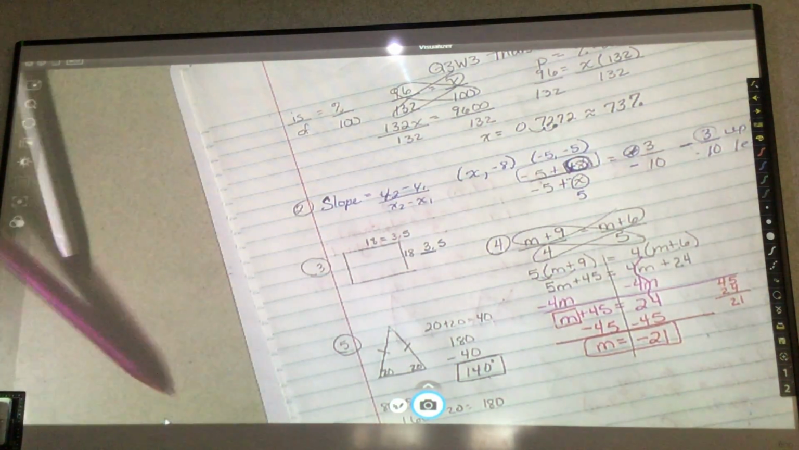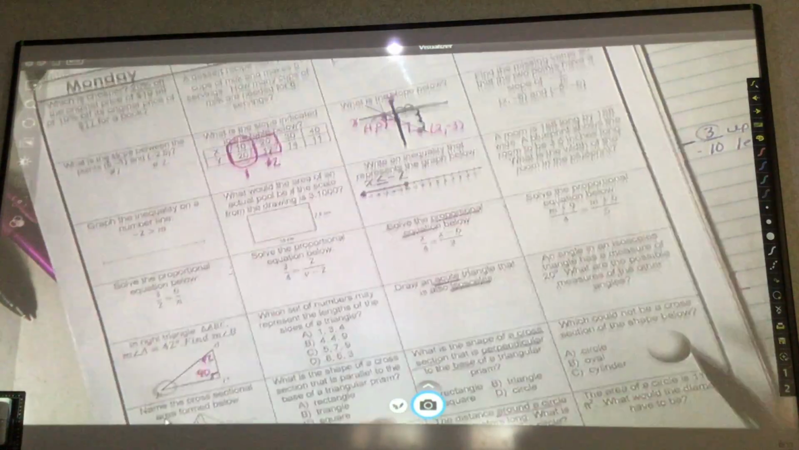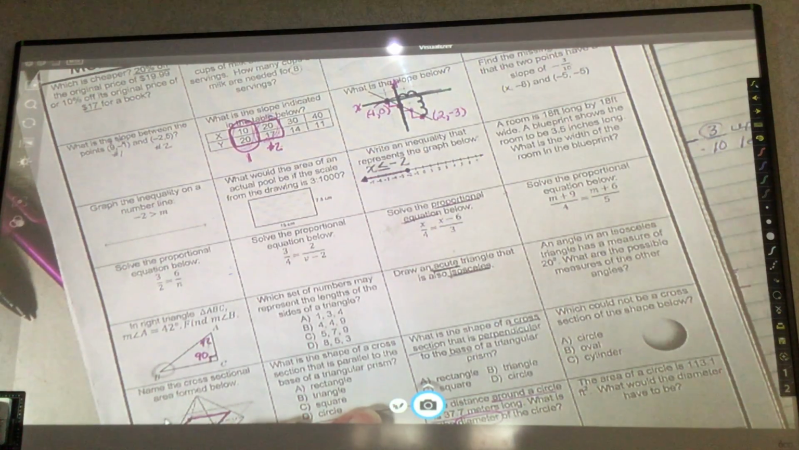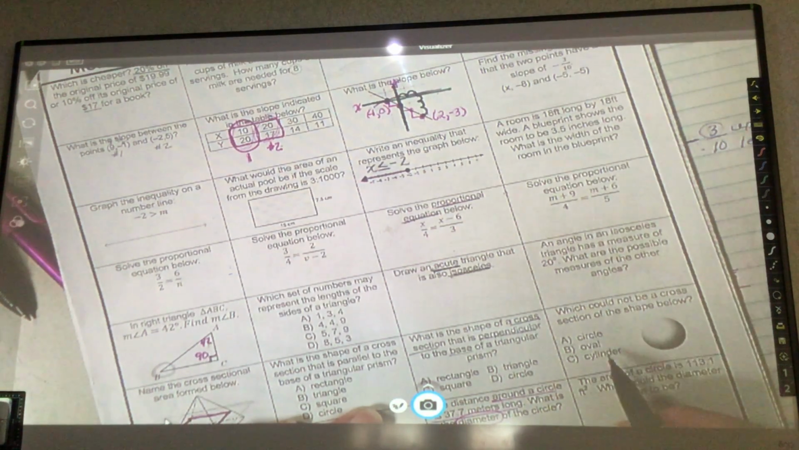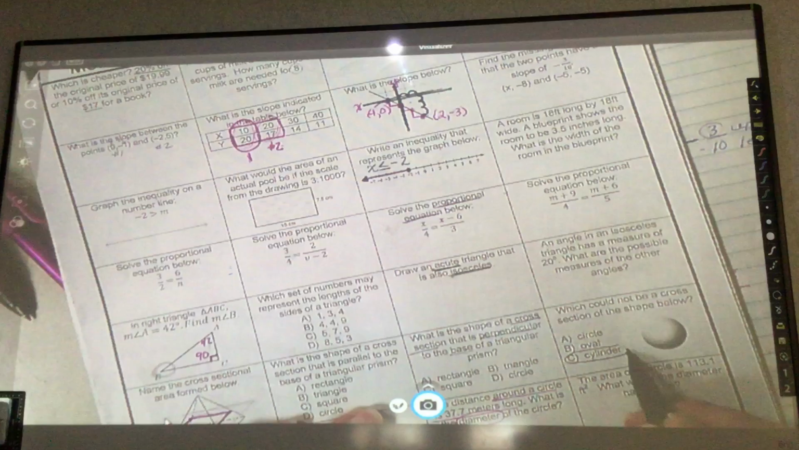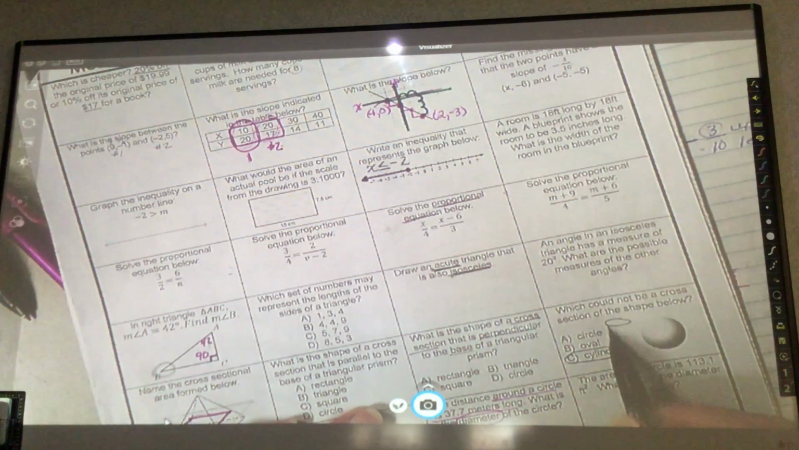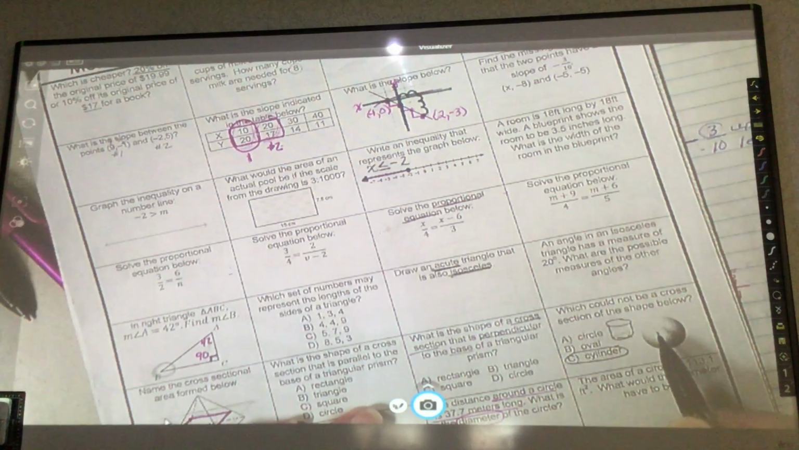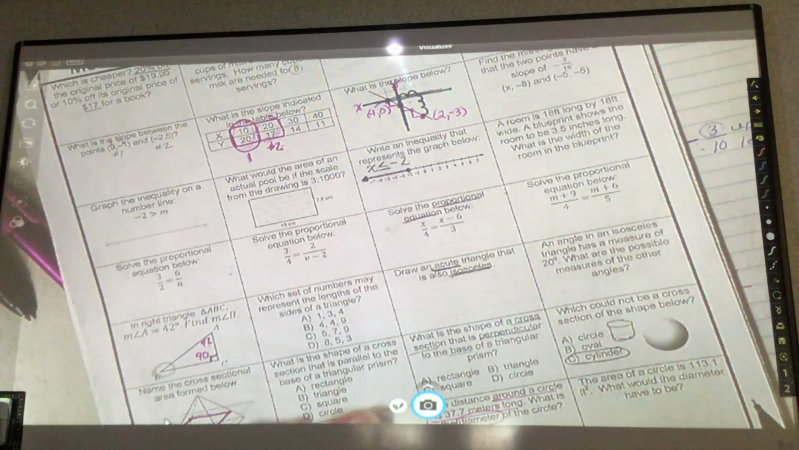Which could not be a cross-section of the shape below? What's the answer? Cylinder. Why can't it be a cylinder? Because a cylinder looks like this and it's 3D. A cross-section has to be a 2D shape.